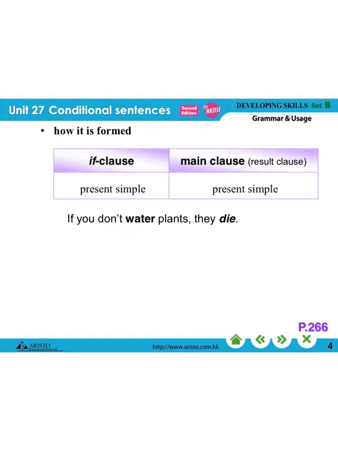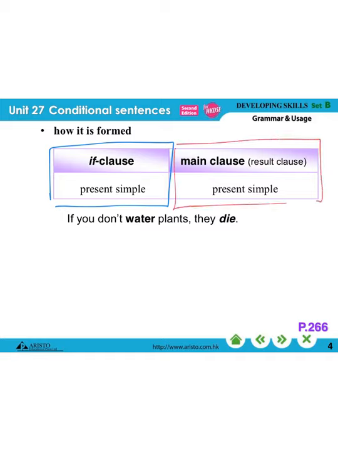So what about the form? How does conditional type 0 look? Just like what I've just talked about, for the if clause, which is the condition, we have to fulfill this condition first, and that's why we use simple present tense. Then for the main clause, which is the result clause, it must happen because we are talking about general truths or scientific facts. That's why we are also using simple present tense in the main clause.